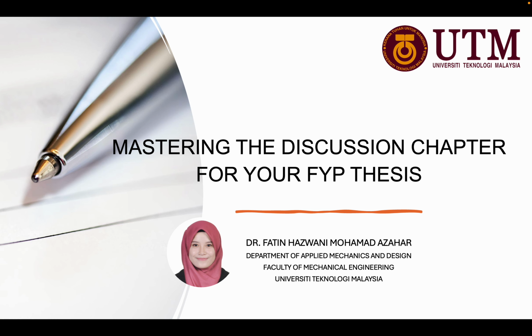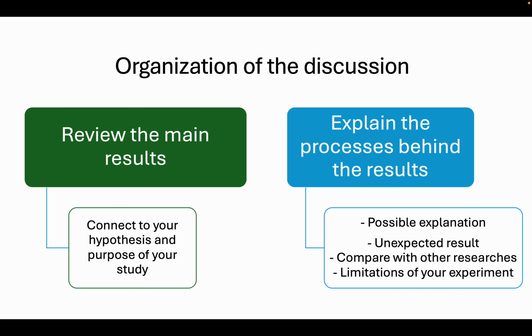Today I'm talking about mastering the discussion chapter for your FYP thesis. Now let's first take a look at the organization of the discussion. In the discussion section, we have two main parts, that is to review the main results where you connect to your hypothesis and purpose of your study. And the second part is to explain the processes behind the results, where you explain all the possibilities and the unexpected results, compare with other researchers, and you explain all the limitations of your experiment.